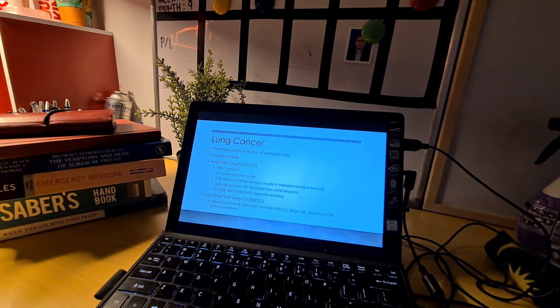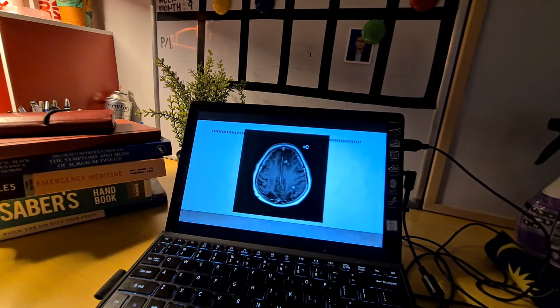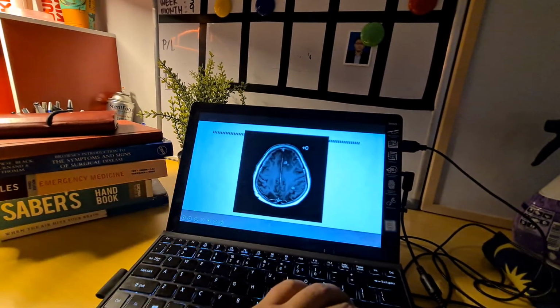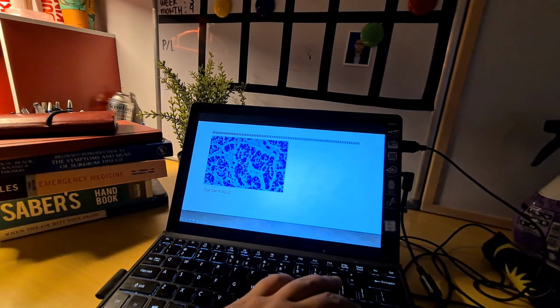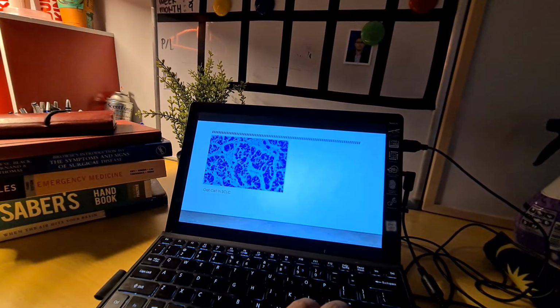adenocarcinoma is the most common non-small cell lung carcinoma. Others are large cell, squamous cell, bronchioalveolar. So this is the lung mets. We can see about two lesions here. This is oat cell, the small cell lung carcinoma.